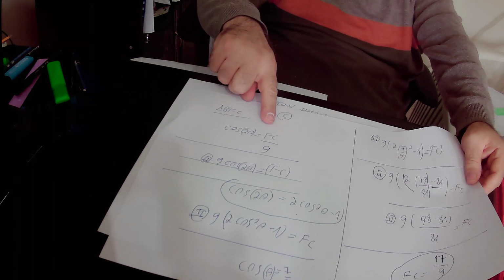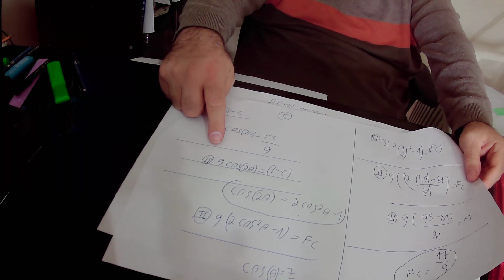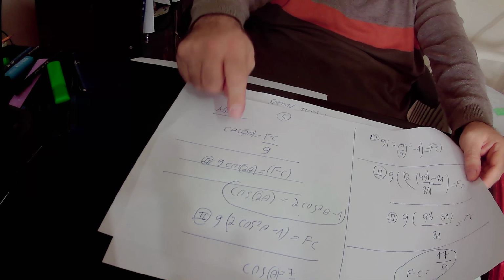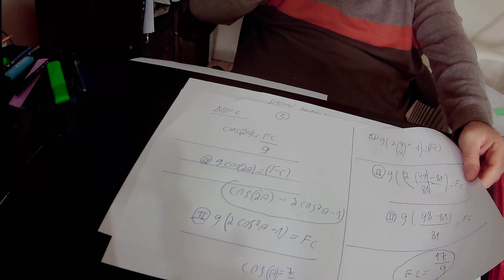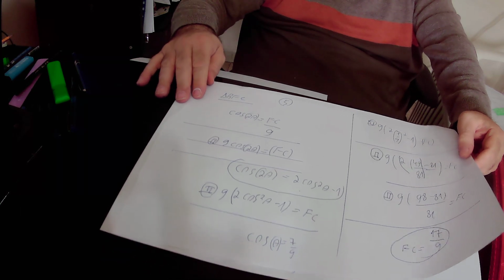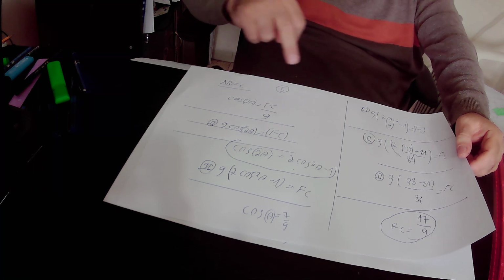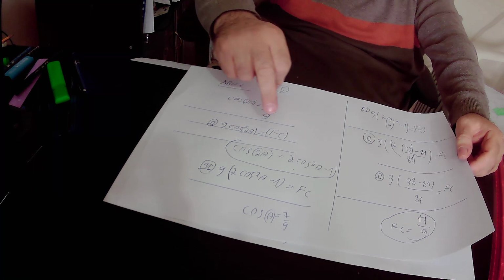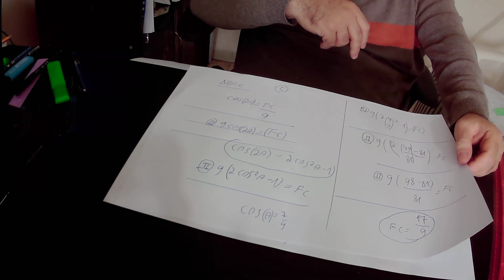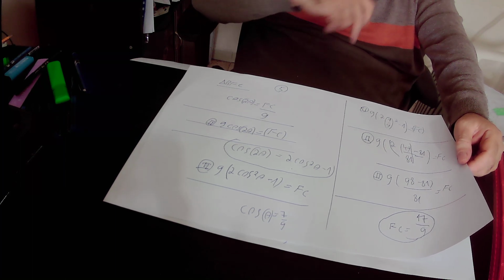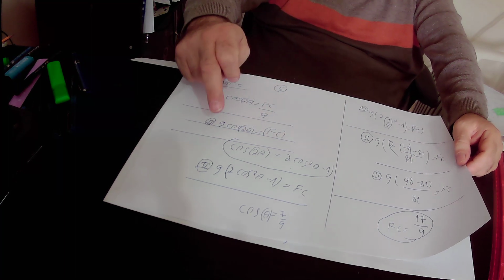Cosine 2 theta equals FC over 9. We multiplied this equation by 9, and we got that 9 times cosine 2 theta equals FC. We have the trigonometric identity that cosine 2 theta equals 2 cosine square theta minus 1. So we substituted cosine 2 theta by 2 cosine square theta minus 1, and we got this expression.